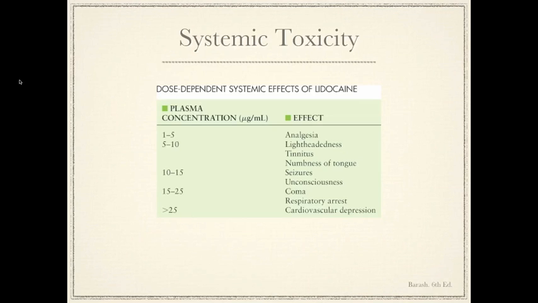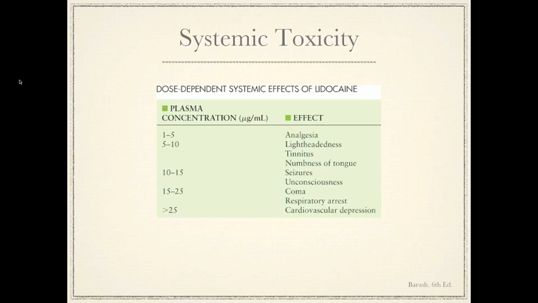So this is a nice table from Barish. It shows that at different levels of drug, you have different signs and symptoms of toxicity. Starting at the lowest levels, 1 to 5 mics per ml of lidocaine, you have your analgesia, which is desired. However, if levels start to climb, you get these warning signs from the patient. Patient may be lightheaded, with ringing in the ears, periorbital numbness. These things are warning signs that the drug levels are too high, and soon you may be seeing more toxic signs such as seizing or respiratory arrest or cardiovascular collapse.